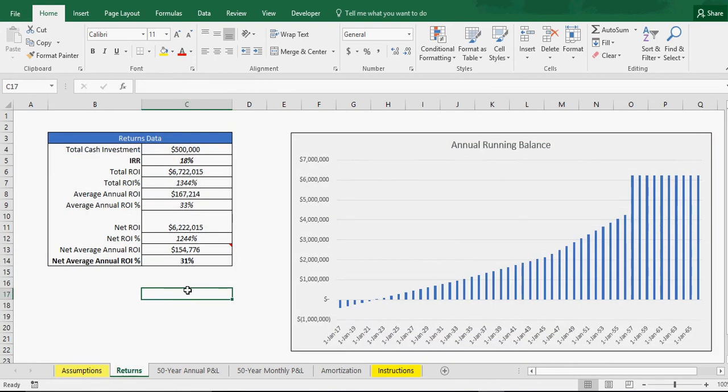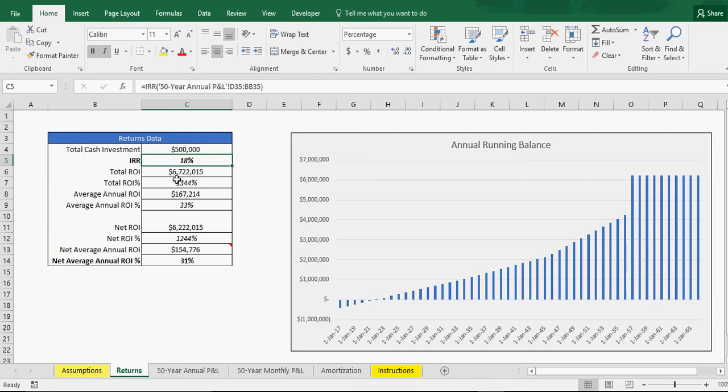Then you've got your return sheet with an annual running balance, and we have here your total cash investment. Then you've got your IRR, which is taking the cash outlay and then going with what your cash does over the years. And that does take into effect the sale of the building at the given year you're deciding to sell. And if you don't sell, obviously you just make your sale date or end date longer than 50 years out, and then it would not be included.